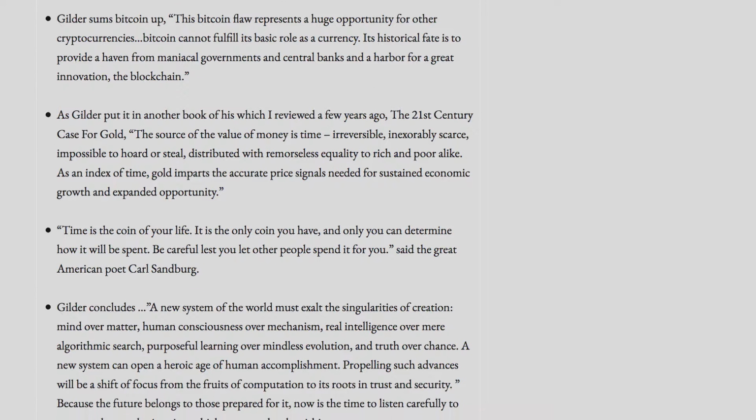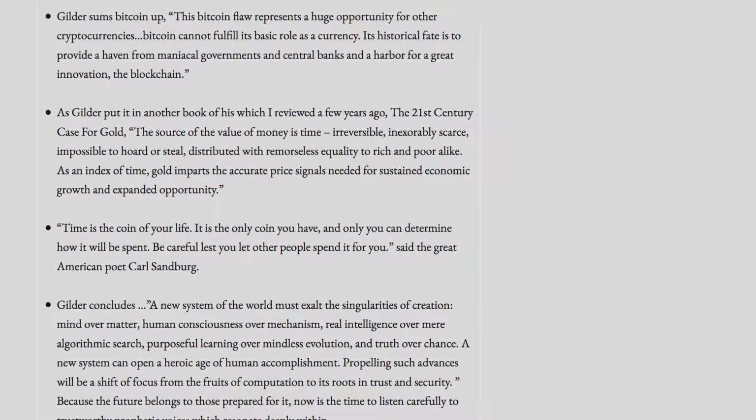Gilder sums Bitcoin up. "This Bitcoin flaw represents a huge opportunity for other cryptocurrencies. Bitcoin cannot fulfill its basic role as a currency. Its historical fate is to provide a haven from maniacal governments and central banks, and a harbor for a great innovation, the blockchain."